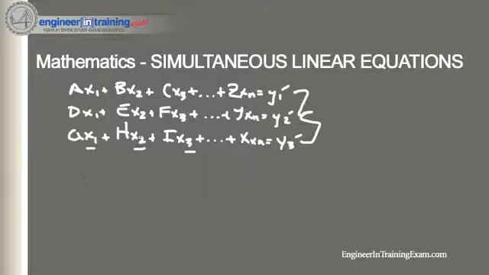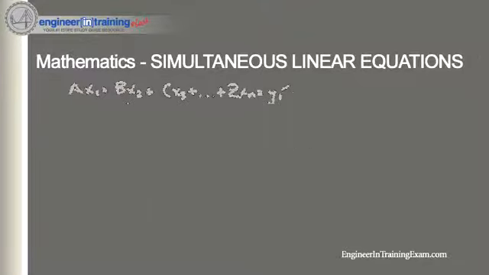a compact matrix AX is equal to Y, where A is going to be a square matrix with as many columns as there are unknowns and rows as there are equations. X is going to be a single column vector matrix with as many rows as there are equations, and Y is also going to be a single column matrix with as many rows as known Y values.